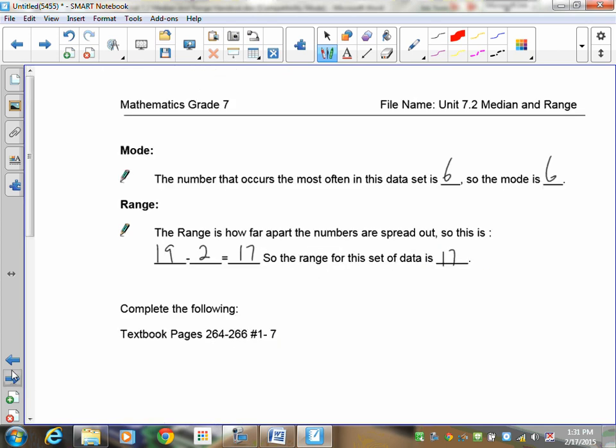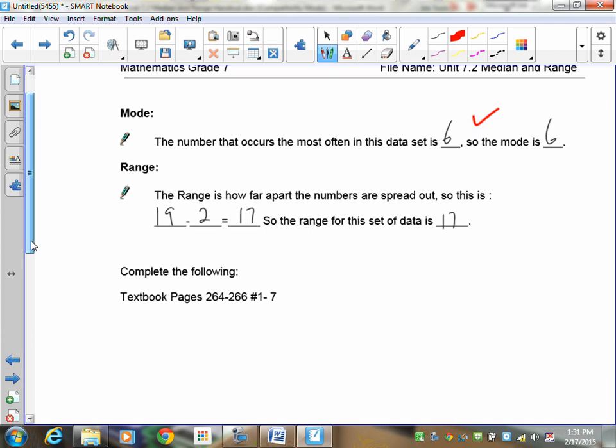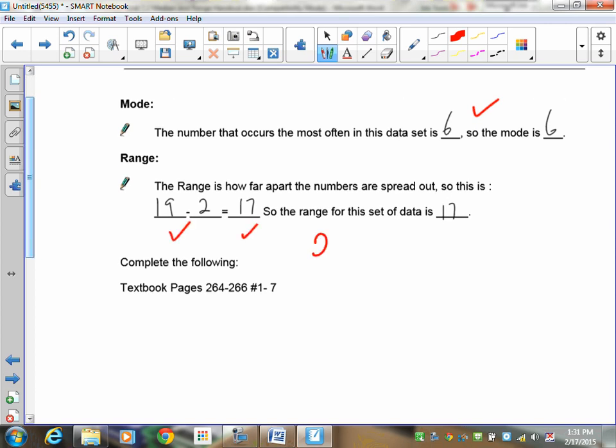Now, mode, got to select it. There's not much I can do there for work. Range, what you did, what you got.